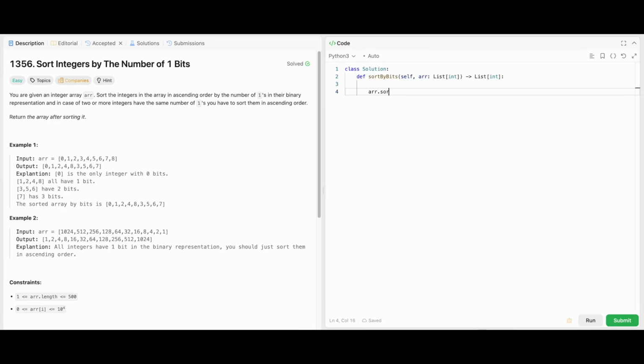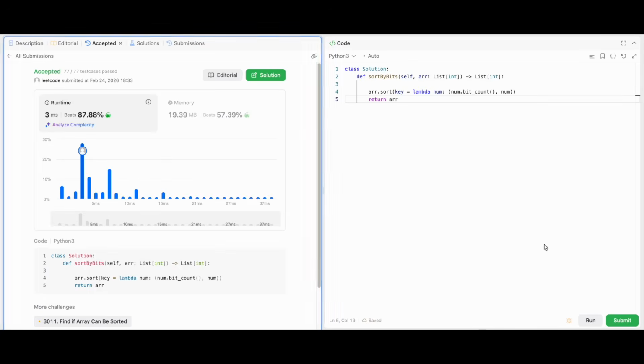So first we will sort the array. We will use key lambda num. And first we will count the number of ones. So the first factor will be num.bit_count, and the second factor will be num on its own. And we can return the array. Let's see if it works. Okay, perfect.